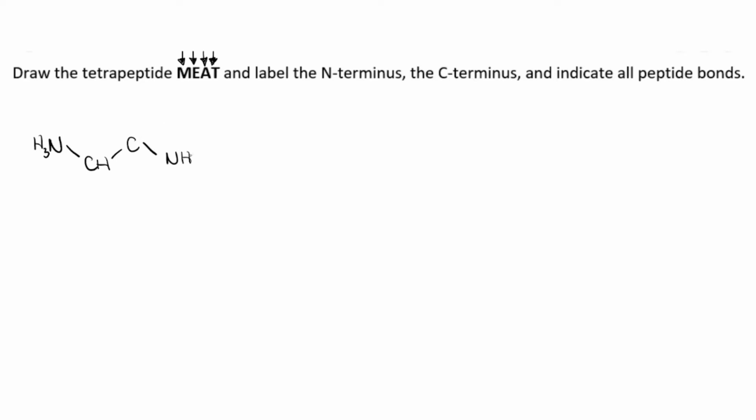Nitrogen, carbon, carbon, nitrogen, carbon, carbon, nitrogen, carbon, carbon. Okay, so now that we have our sequence, nitrogen, carbon, carbon, nitrogen, carbon, carbon, now we're going to add the R groups. The R groups are always going to be on the first carbon bound to the nitrogen. That's where your R groups are located in your peptide chain.